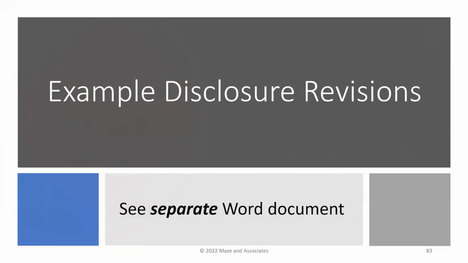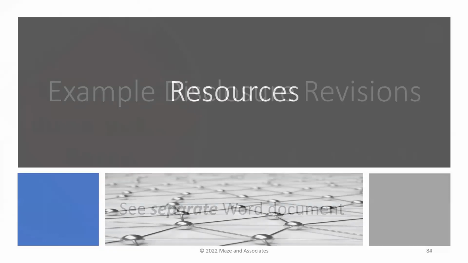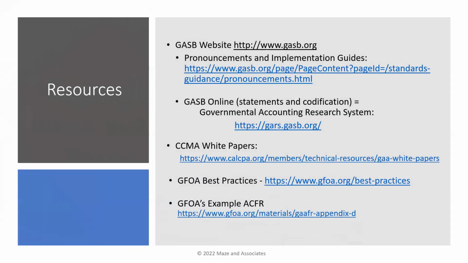So we do have a separate Word document, so we can share that with those of you that request it. Again, it's not authoritative. It's just a generic example footnote with different things highlighted for different areas in the note disclosure that need to be updated and revised as well. And then resources, of course, you've got your GASB CCMA white papers, GFOA best practices, and GFOA's example ACFR. I provided the links to you as well.